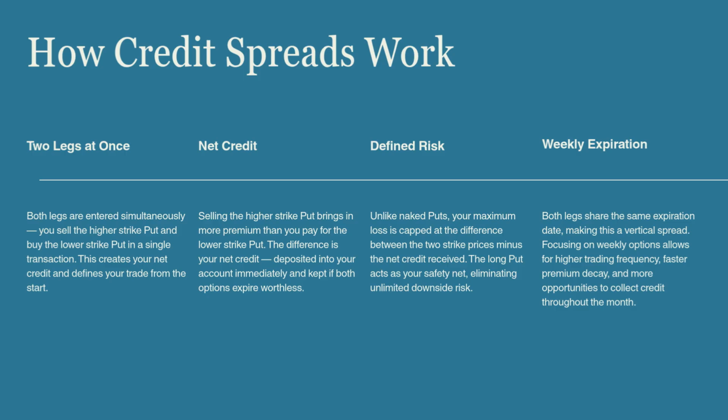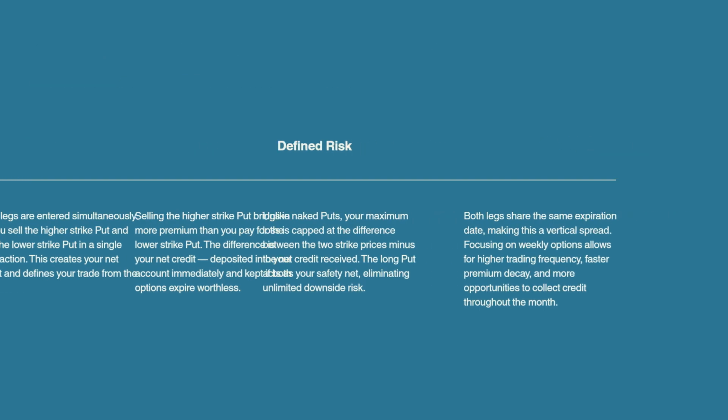Also, we use weekly expirations. You can do calendar spreads, you can do diagonal spreads, do some different things. But for all of our spreads, we're going to be sharing the same calendar week, making sure that we have the same expiration for both.